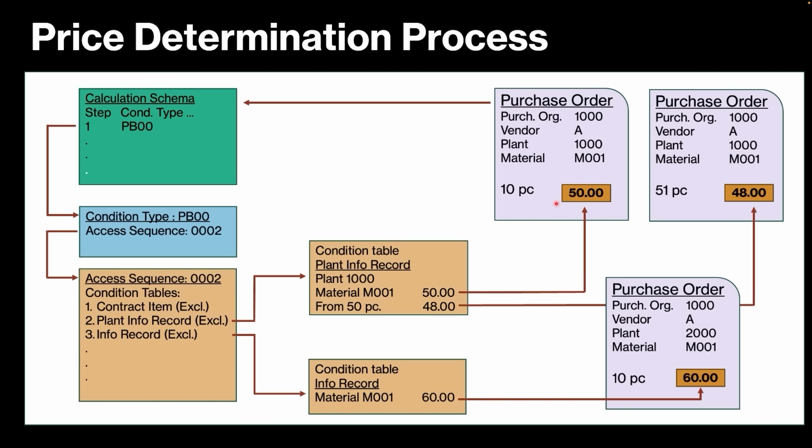Okay, now for condition types where the access sequence is not entered, you will be entering the values manually in the purchase order as per your requirement. So this is the whole price determination process that happens in purchasing documents in SAP.